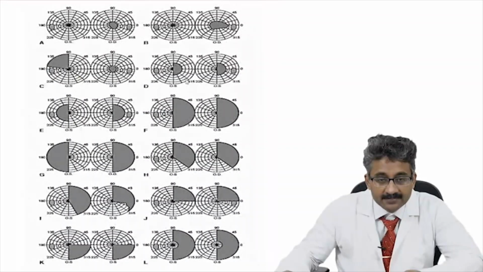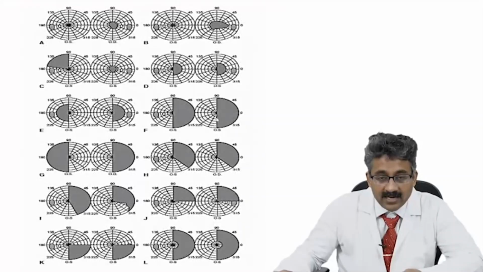Coming to the D, see what happens. There is a homonymous scotoma, right side homonymous scotoma. Here also right side, left eye also right side. This is a homonymous scotoma. This is a bitemporal or heteronymous scotoma. See here, right side of the right eye, left side of the left eye. Heteronymous scotoma.